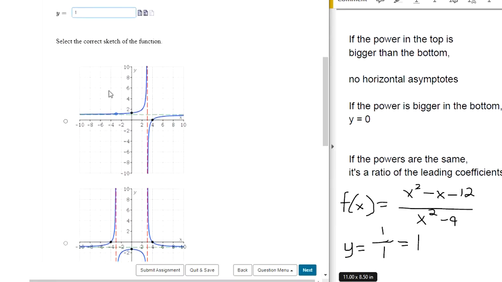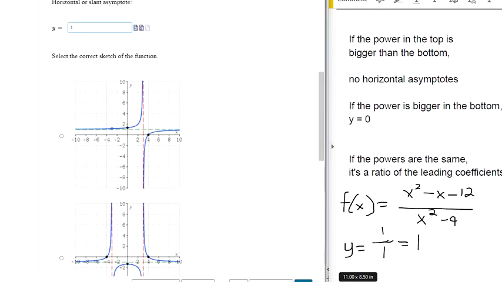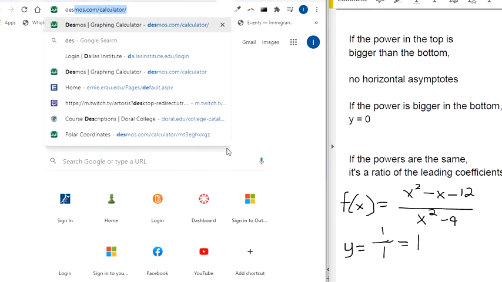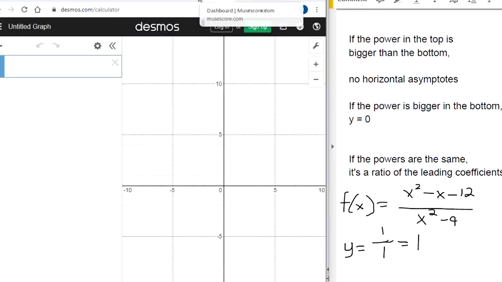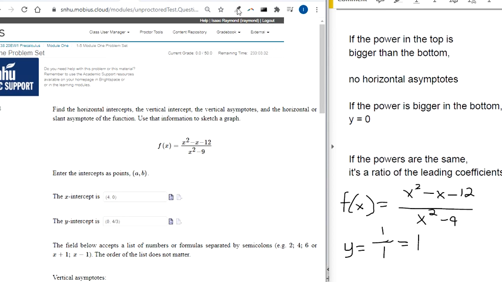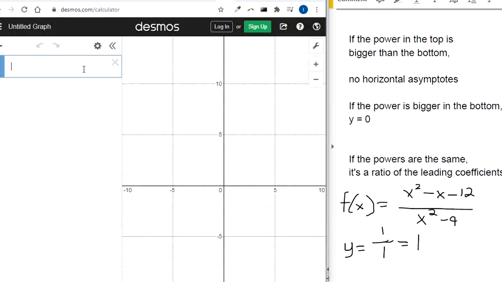And then we have to sketch the graph, so we got to choose which one is correct. I'd recommend, if you're having trouble with finding those asymptotes, go to desmos.com to graph. And our function was x squared minus, I got it written right there. So you can type it in like this: make parentheses, put a division symbol, and make other parentheses. That way you have your fraction to start off.